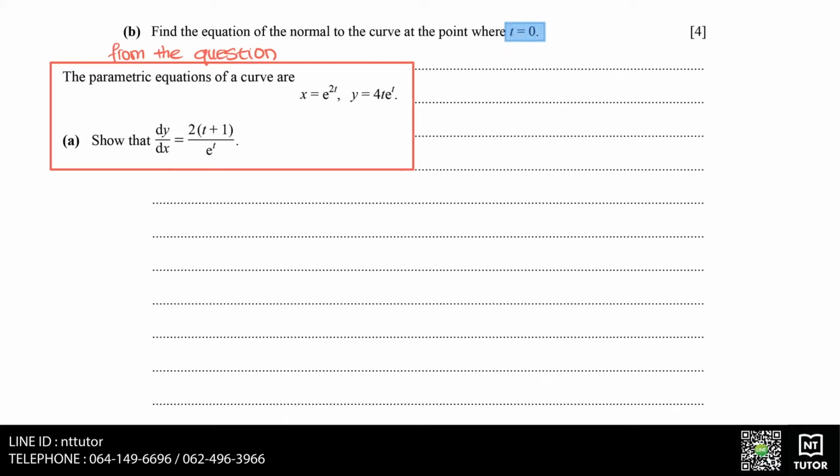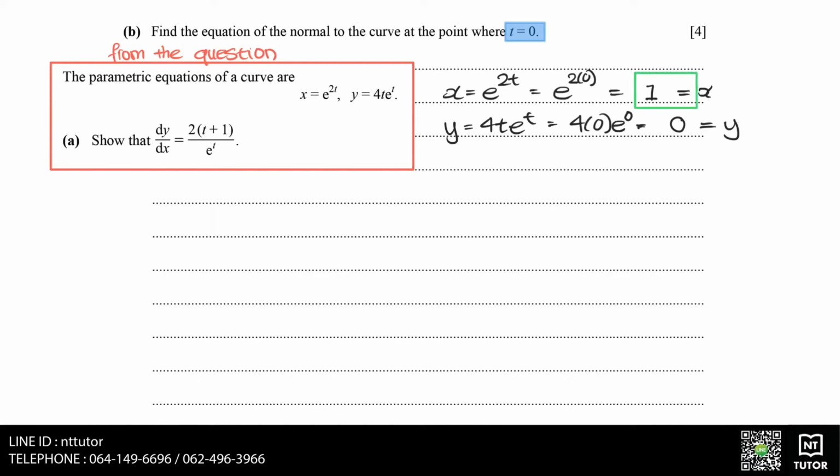So first, we can find the x and y coordinates of that point when t equals 0 by substituting t equals 0 into the expression for x and into the expression for y. So we get x equals 1 and y equals 0. So this corresponds to the x and y coordinates when t equals 0. This means that the normal passes through the coordinates 1, 0.